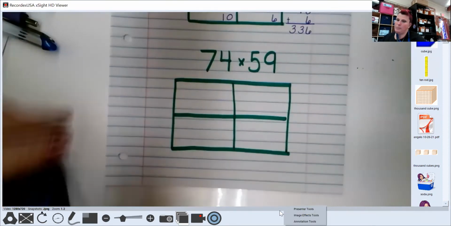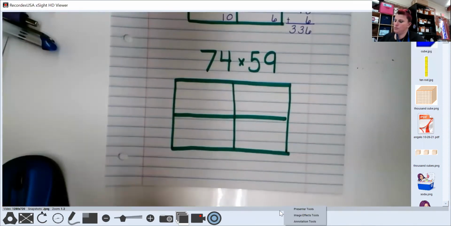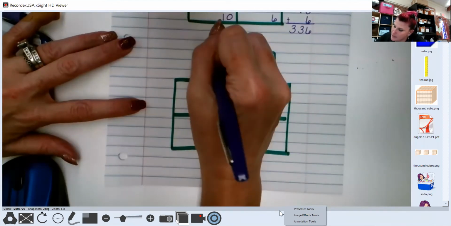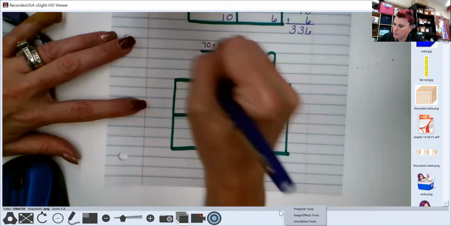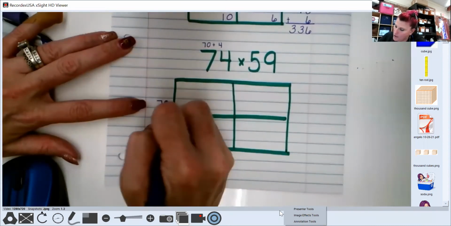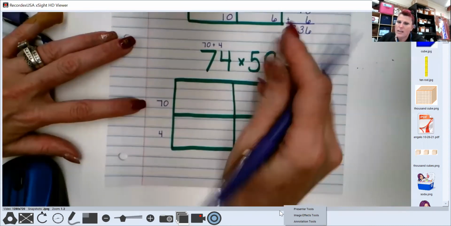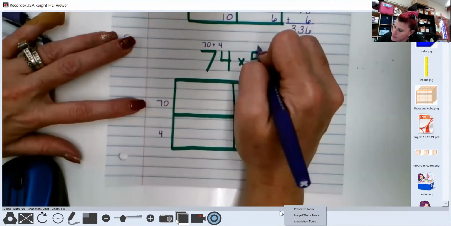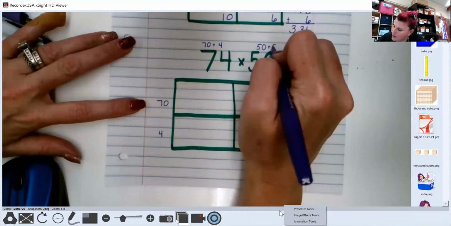So first step, create my squares. The next step is to separate each of my numbers into expanded form. This is 70 plus 4 because it should equal 74. So I'm going to put 70 here, 4 here. And it doesn't matter if you put them on top and then side or side then top. And this one is 50 plus 9.